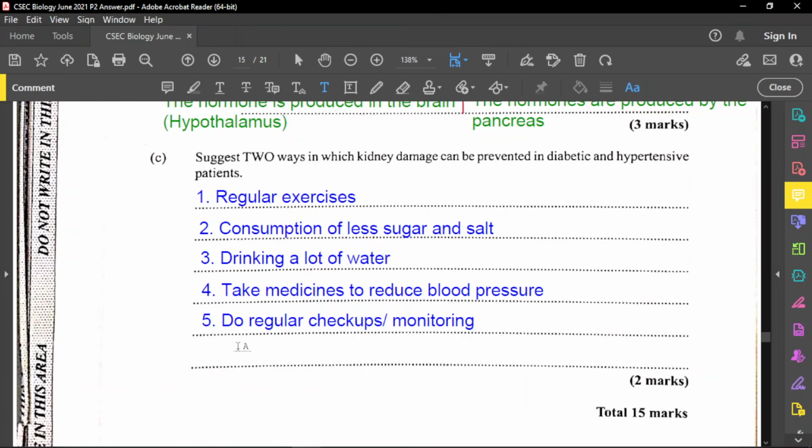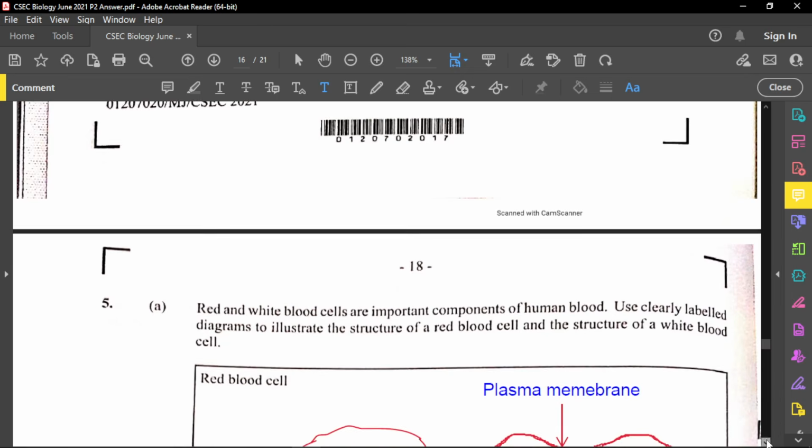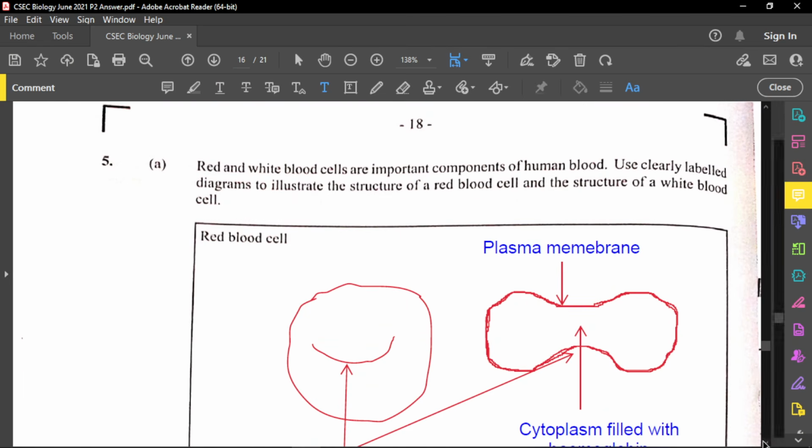And the next one is that you do regular checkups and monitoring. Regular checkups and monitoring will help guide you in terms of what you need to do at certain times. But of course, taking medicine will not be my first choice. We go the natural means first, and medicine will be the last method. But of course, it depends on the conditions as well and how severe the condition is.